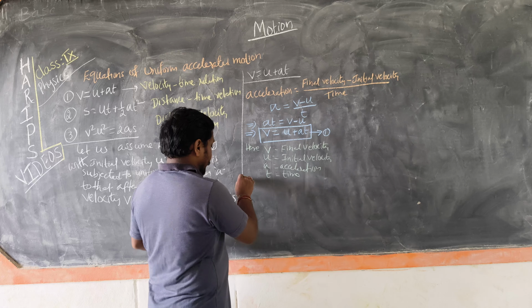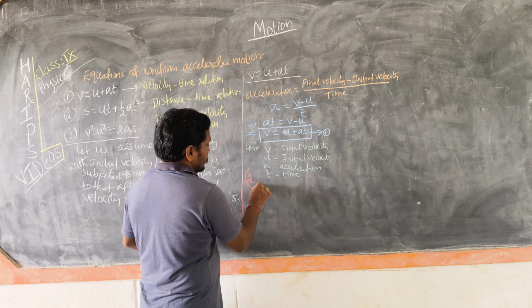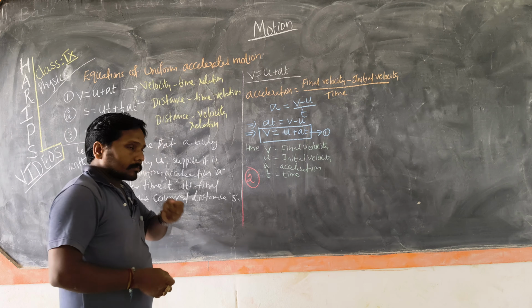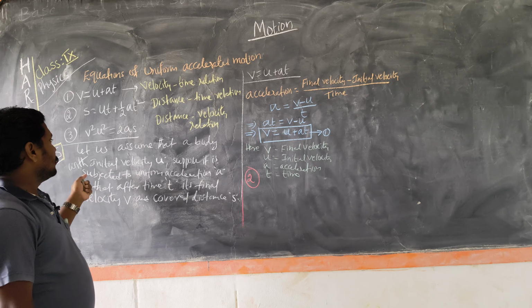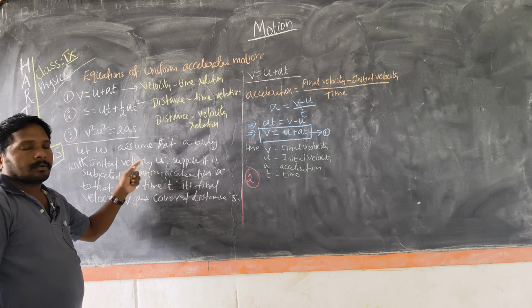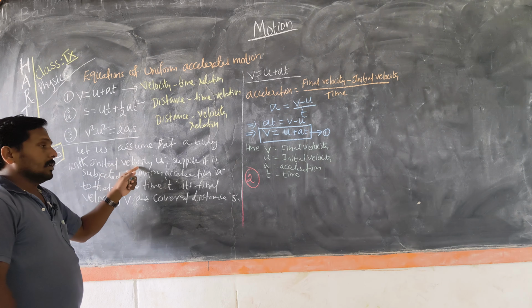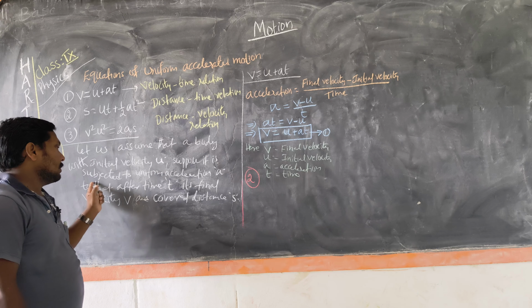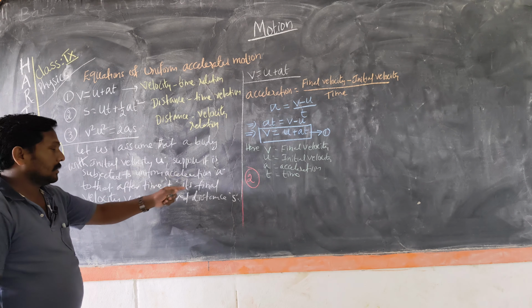Then coming to the second one, again we have to assume that a body moves with initial velocity u. Suppose it is subjected to uniform acceleration a.